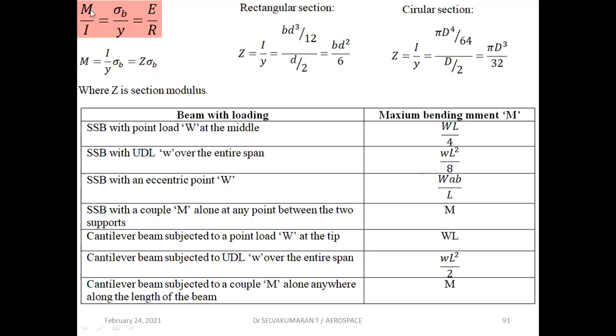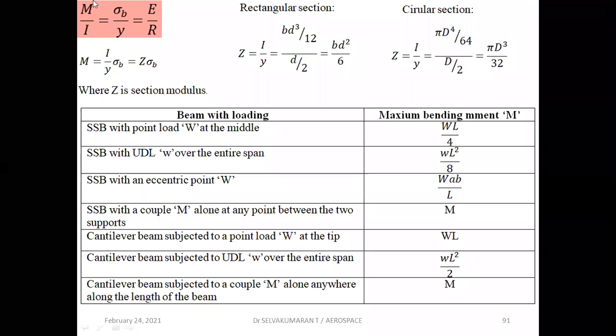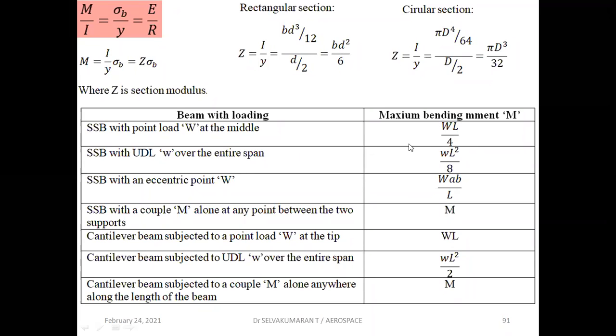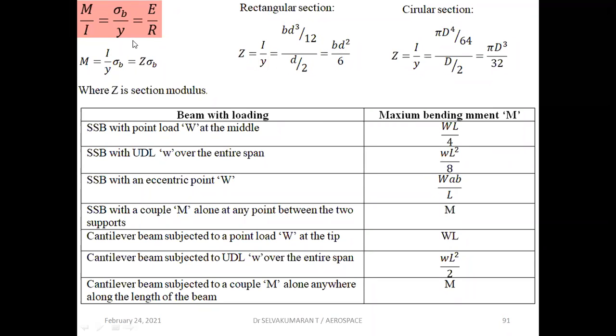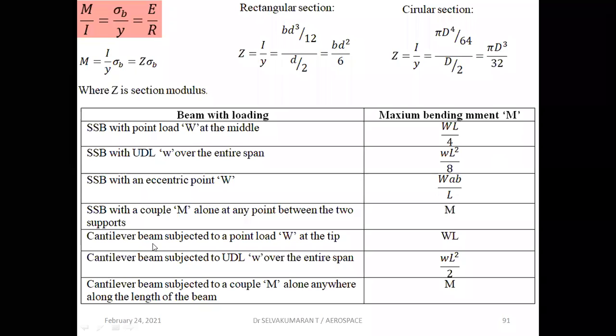So these are the ready-made formulas available, and these are the values of M that we can use in the bending stress expression. If the beam length, point load or UDL is given, this M value stands for all these types of beams with individual loadings. If combined loading is acting, I'll tell you how to find M. M is nothing but the maximum bending moment.